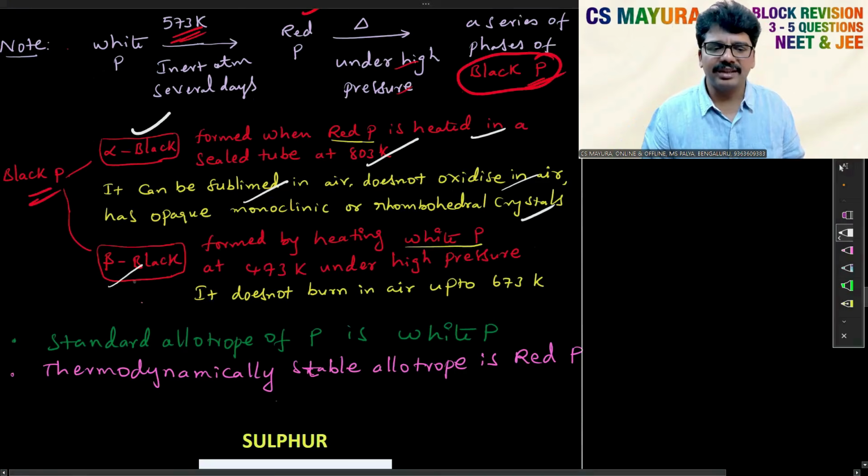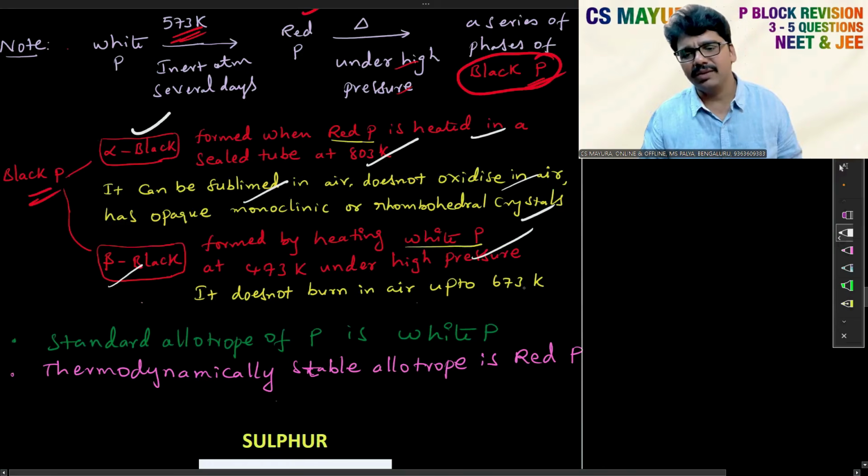So how is this beta black formed? Beta black phosphorus is formed by heating white phosphorus at 473 kelvins under high pressure. It does not burn in air up to 673 kelvins. After 673 kelvins, it burns with oxygen and produces its oxide.